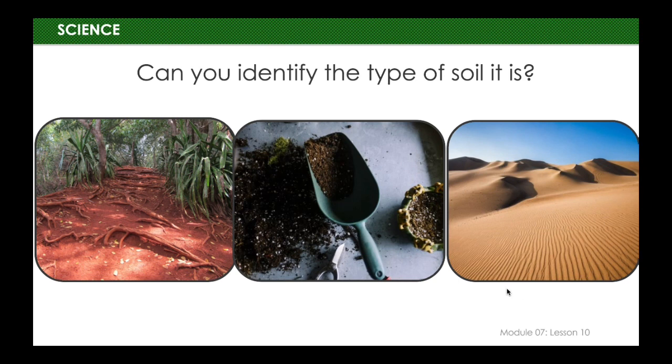And then all the way on the right, we've got this yellowish soil. What type of soil is yellow in color? Sand. You're right. And sand has the largest particles, which is why it feels grainy when you touch it.